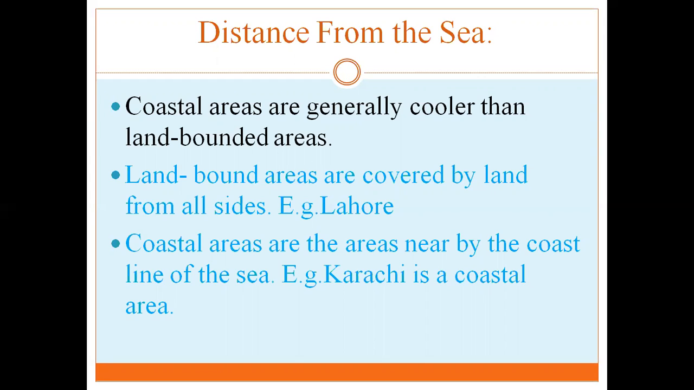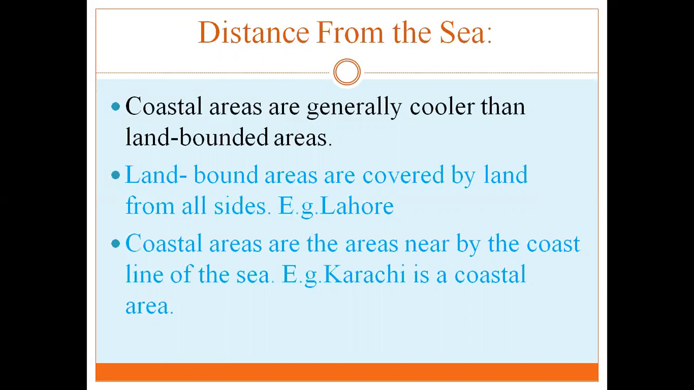Okay, distance from the sea means how near the place is to the sea or how far it is from the sea. Coastal areas are generally cooler than the land bound areas. And what are land bound areas? These are the areas that are covered by land from all sides, for example, Lahore city. Coastal areas are the areas that are nearby the coastline, for example, Karachi city. Yes, Karachi is a coastal city. So students, the coastal areas or the areas that are near to the sea have moderate climate.